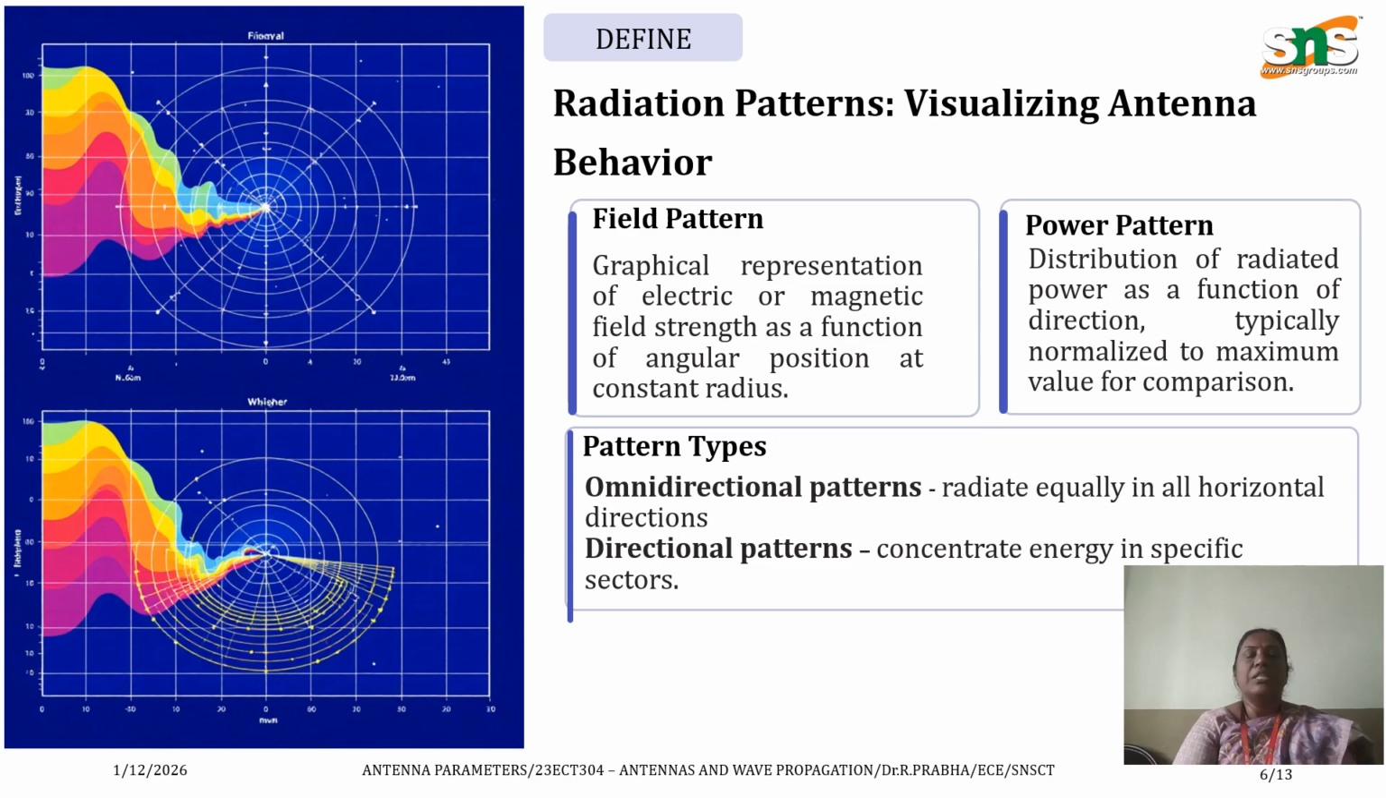So if the radiation pattern is drawn with respect to field strength E, volts per meter, then the radiation pattern is called the field pattern. Suppose we draw the radiation pattern in terms of its received or transmitted power, then the radiation pattern is called the power pattern. And also the other types: omnidirectional patterns and directional patterns. Omnidirectional patterns are obtained when the antenna radiates equally in all directions, and directional patterns concentrate energy in a particular direction.